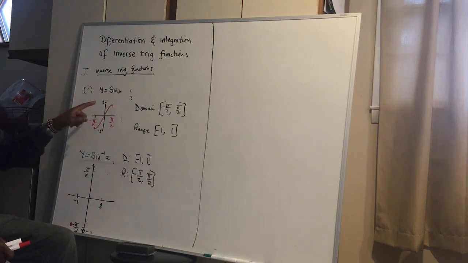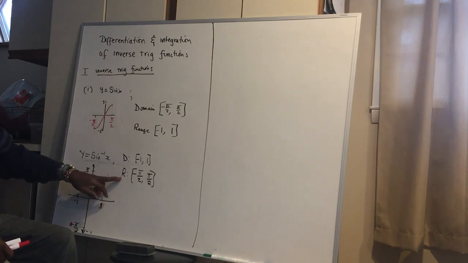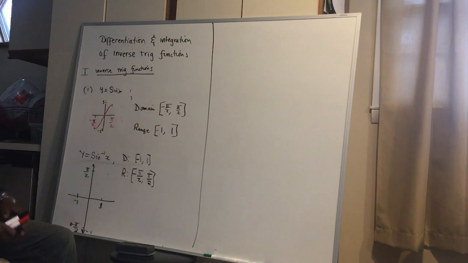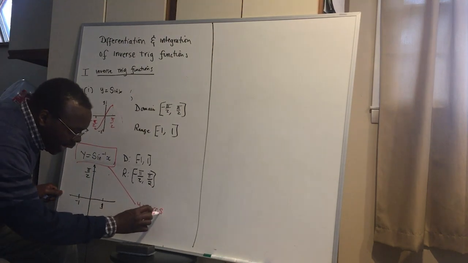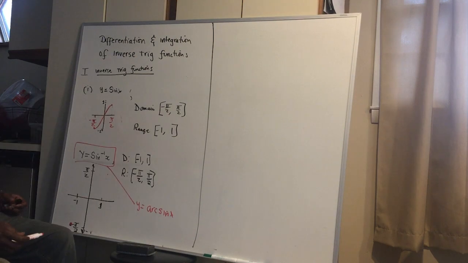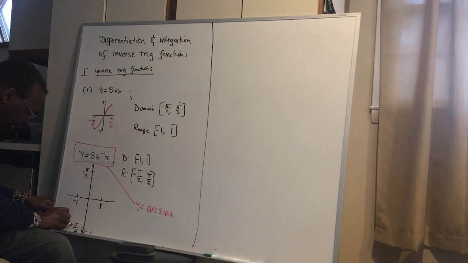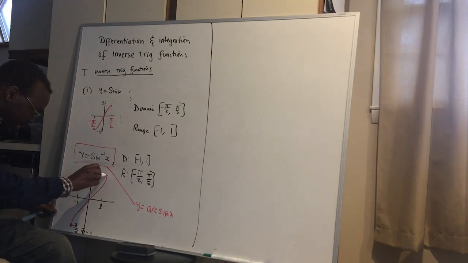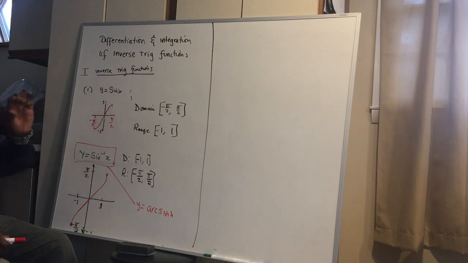So the inverse of this function, written this way, has as its domain the range of sine x. The range is the domain of sine x. This is how we write it, or arcsin x. And the graph of sine inverse looks like this and bends a little bit. Remember, if we draw these two graphs on the same plane, they happen to be reflections of each other across the line y is equal to x.